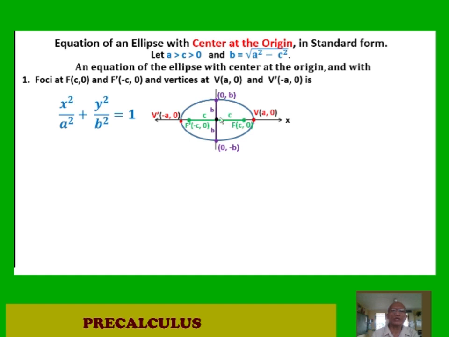So this line is the major axis, and this vertical line is the minor axis, with its corresponding points B, B prime, F, F prime, and these are the co-vertices. Okay.